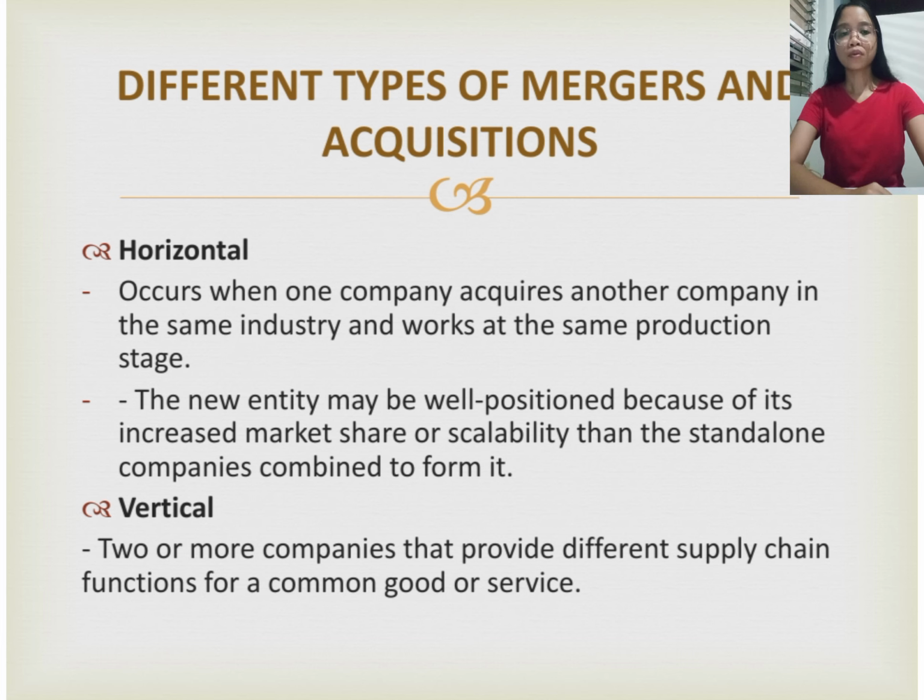Vertical. Two or more companies that provide different supply chain functions for a common good or service. Example of vertical: the merger between eBay and PayPal. So, we know that eBay provides a platform that allows people to sell items, while PayPal allows buyers to pay for these items. So this kind of merger can greatly increase efficiency. So in a vertical merger, it reduces competition and can provide a new single entity with a large share of the market.